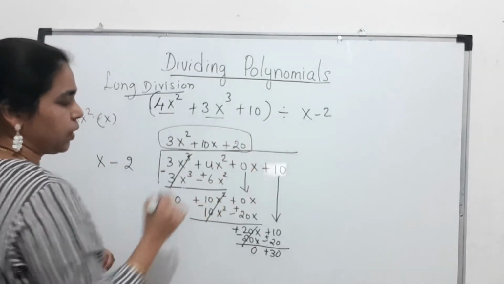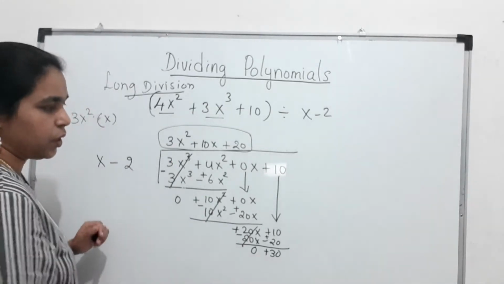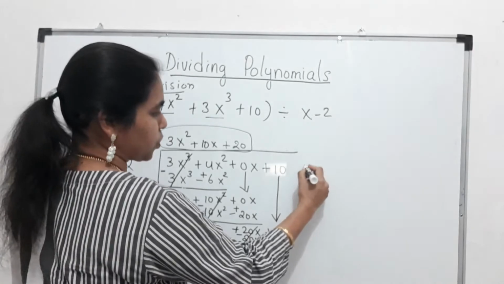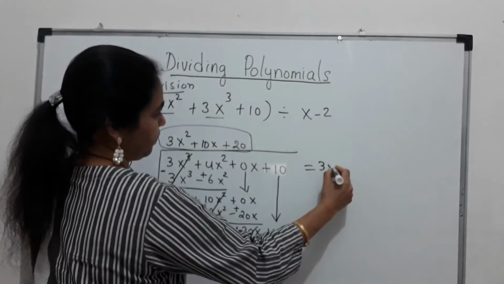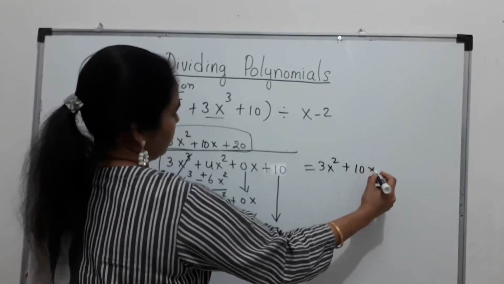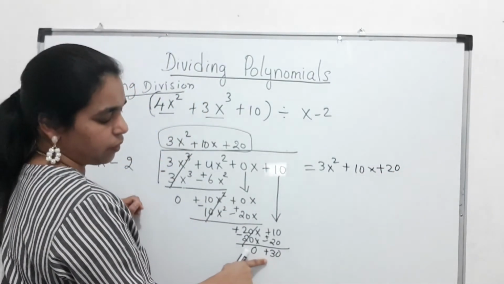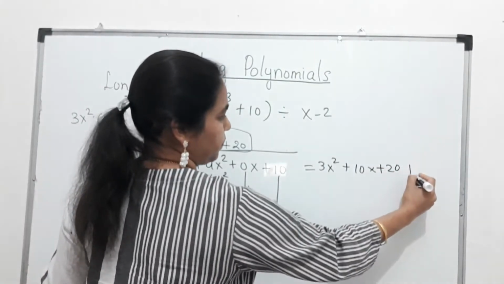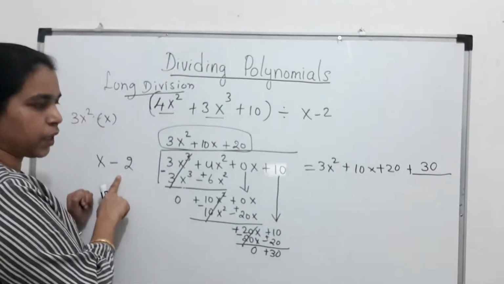Okay, this is the quotient and you just have to write the quotient. But if there is a remainder in here, the answer must be written in this form. So first of all, you have to write the quotient, which is 3x squared plus 10x plus 20. And now you have to see the sign. What sign you have? Plus in here. So plus 30 over what you are dividing it by.